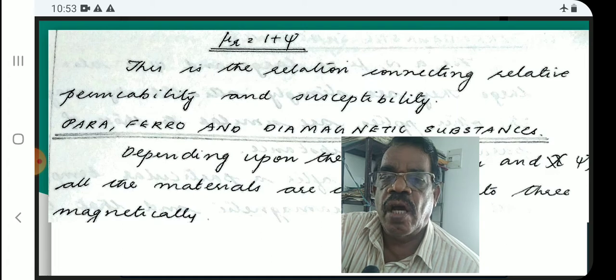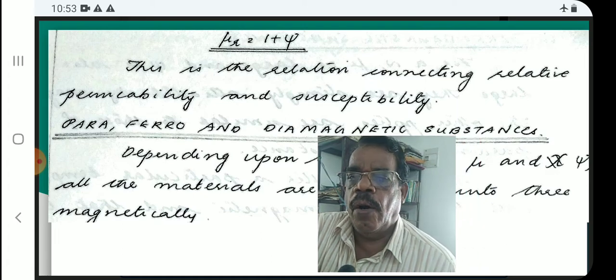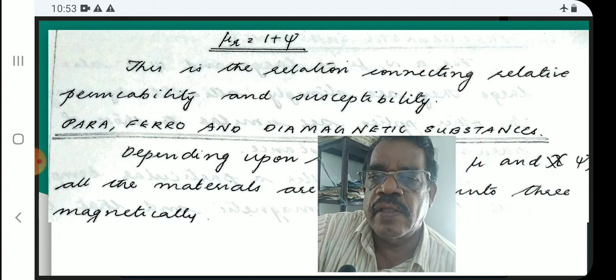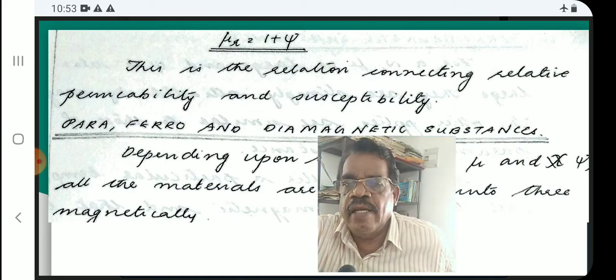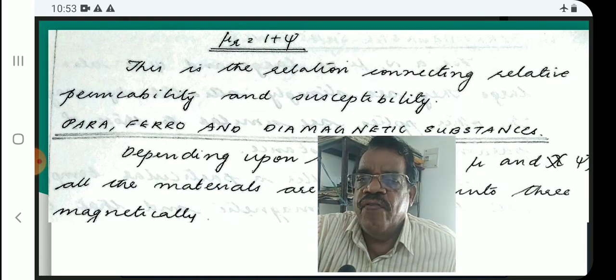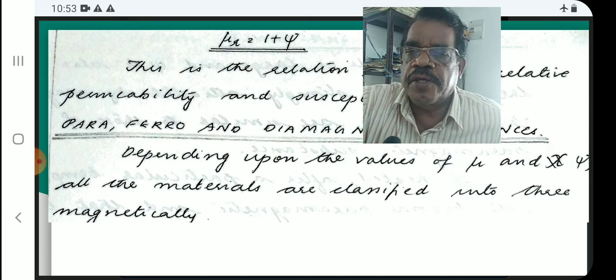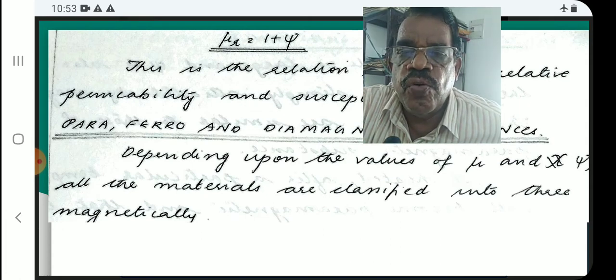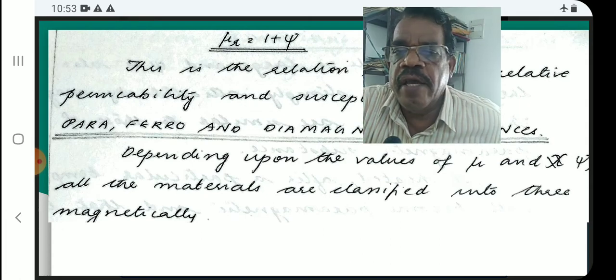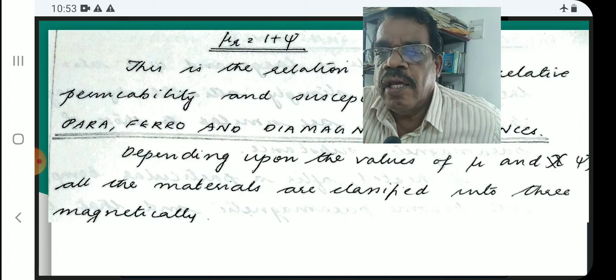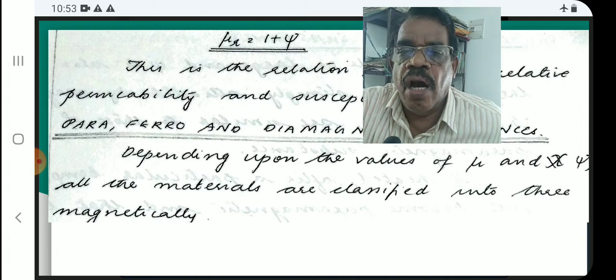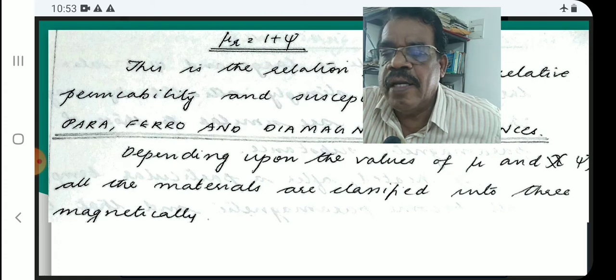Ferromagnetic substance and diamagnetic substance. All substances on the earth are classified into three magnetically. They are paramagnetic, ferromagnetic and diamagnetic. Depending upon the values of mu and psi, all the materials are classified into three magnetically.